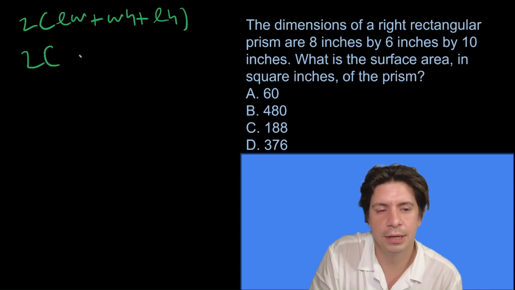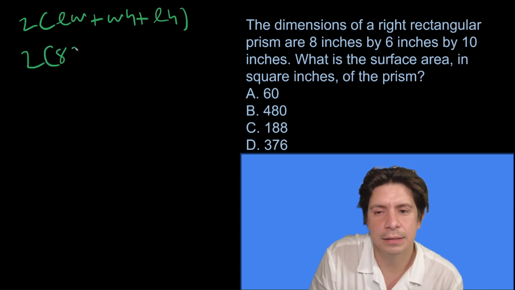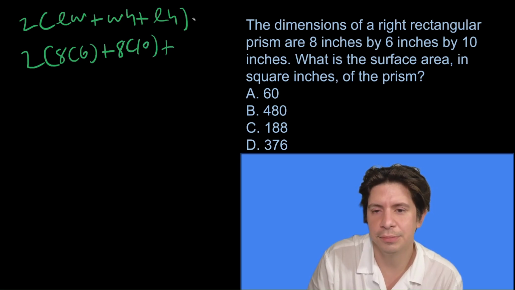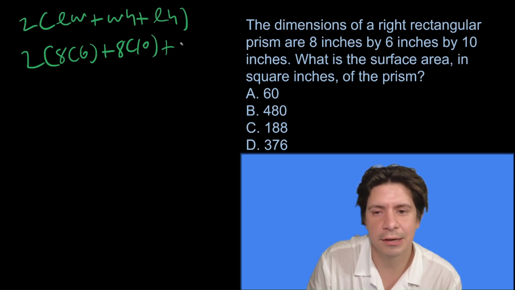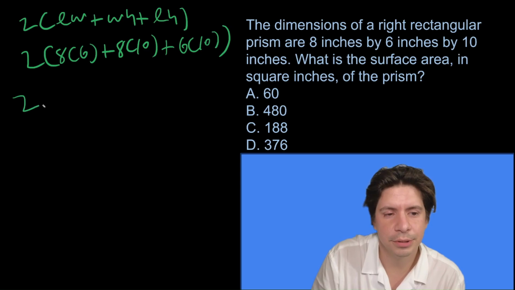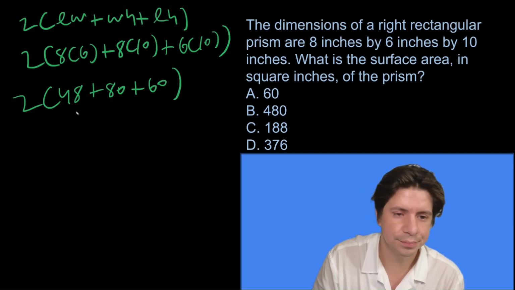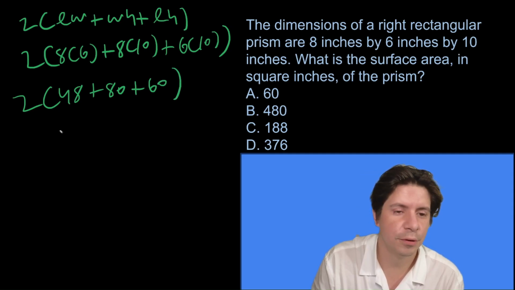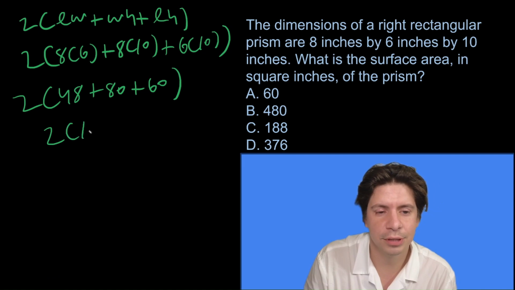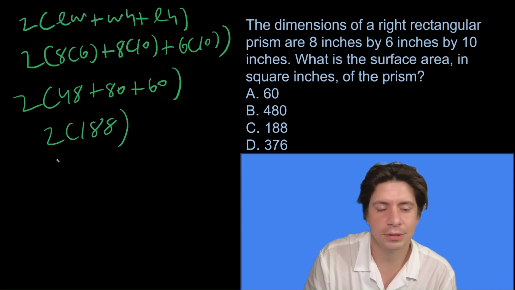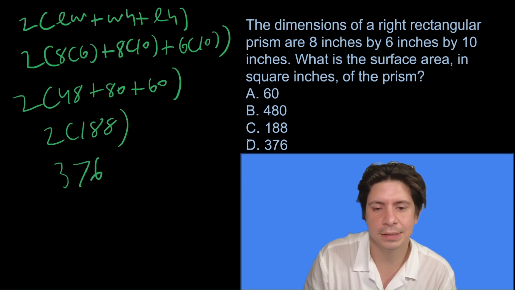So you're going to get 2 times 8 times 6 plus 8 times 10. It doesn't really matter what you label as width, length, and height, just that you keep track that you're not doubling up on them or missing out on one, plus 6 times 10. So it's going to be 2 times 48 plus 80 plus 60. 80 plus 60 is 140 plus 48 is going to be 188. So we have 2 times 188. If you look at our answer choices, it should be D because that is 376.